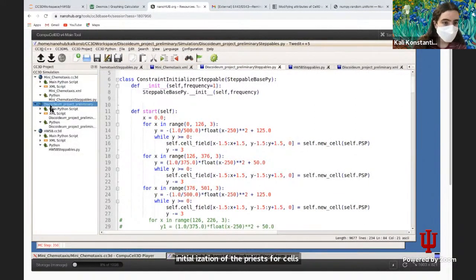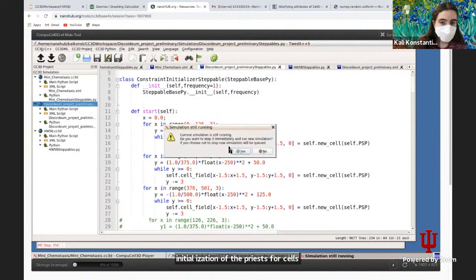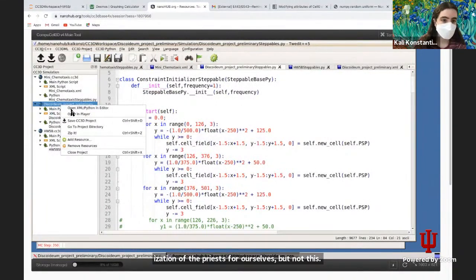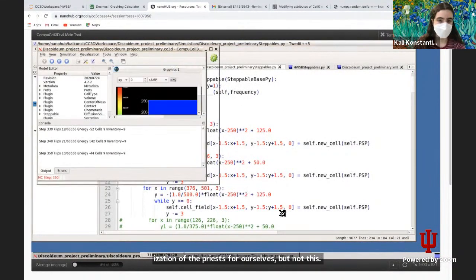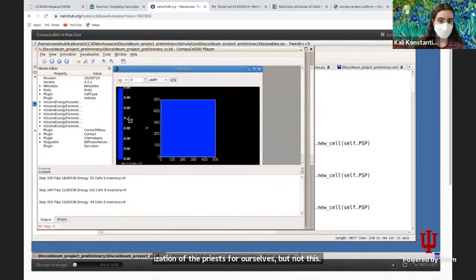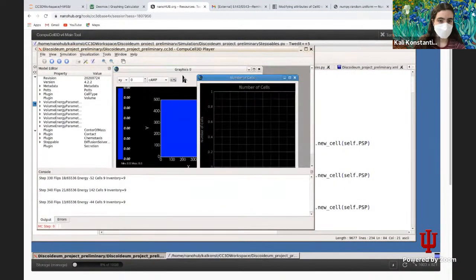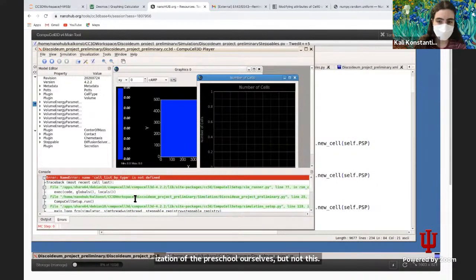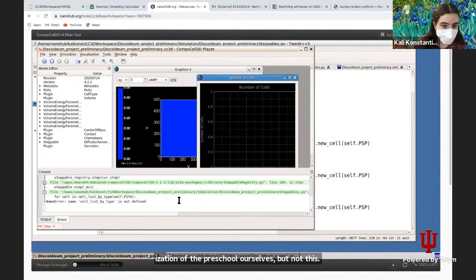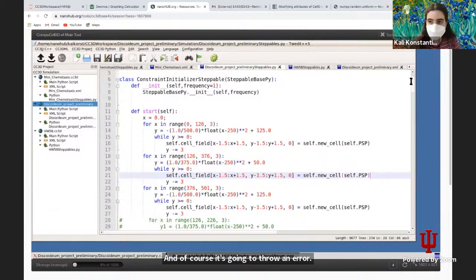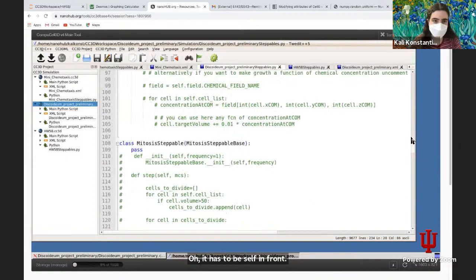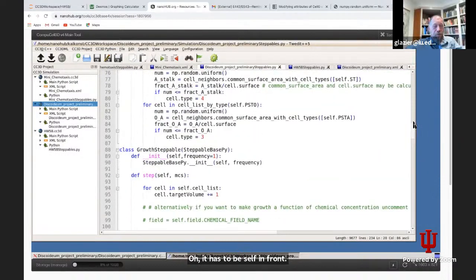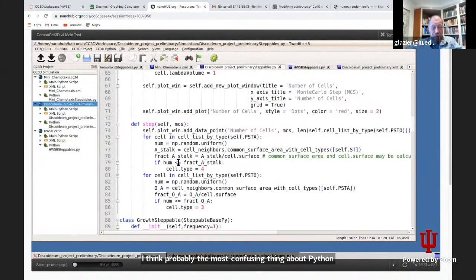Wait, not this. And of course, it's going to throw an error. Oh, that has to be self in front. I think probably the most confusing thing about Python is when do you need a self dot and when don't you?